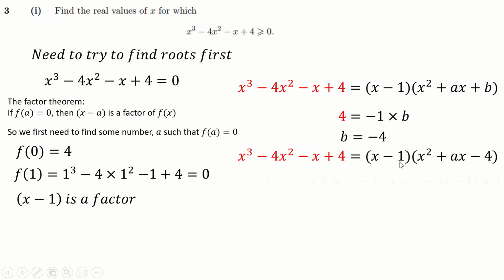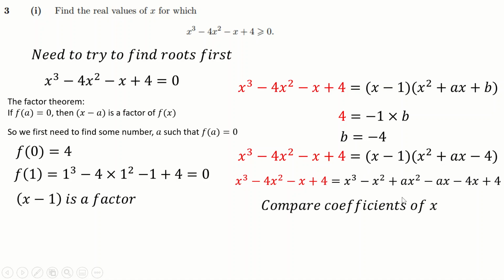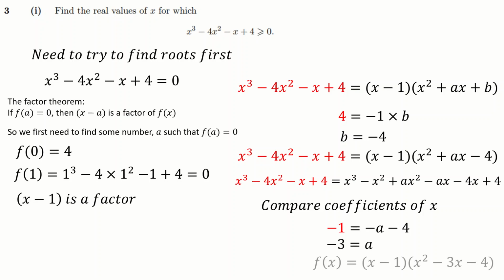Now, if I just expand this out quickly, x cubed minus x squared plus ax squared and so on, and then I look at the coefficients of x. Over here I have a minus 1, and over here I have minus a minus 4. So therefore minus 1 equals minus a minus 4, and a is minus 3, I think. And so this is my cubic factored into a linear and a quadratic.